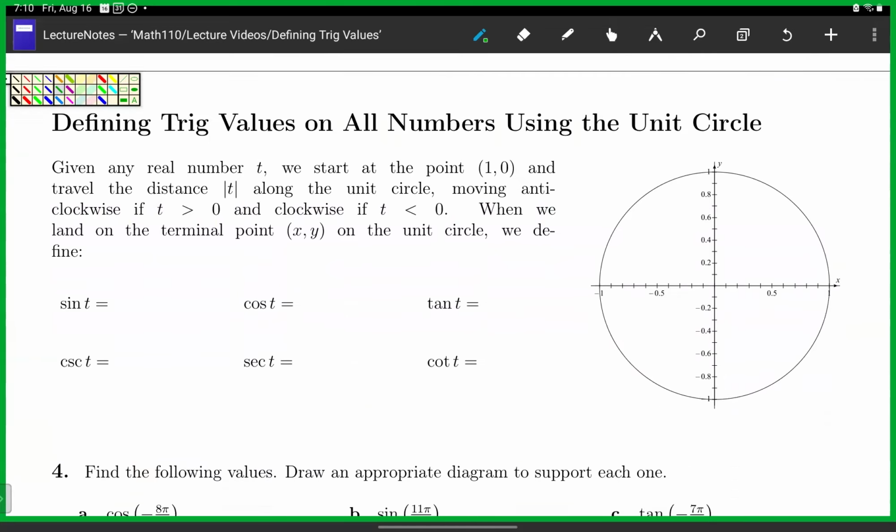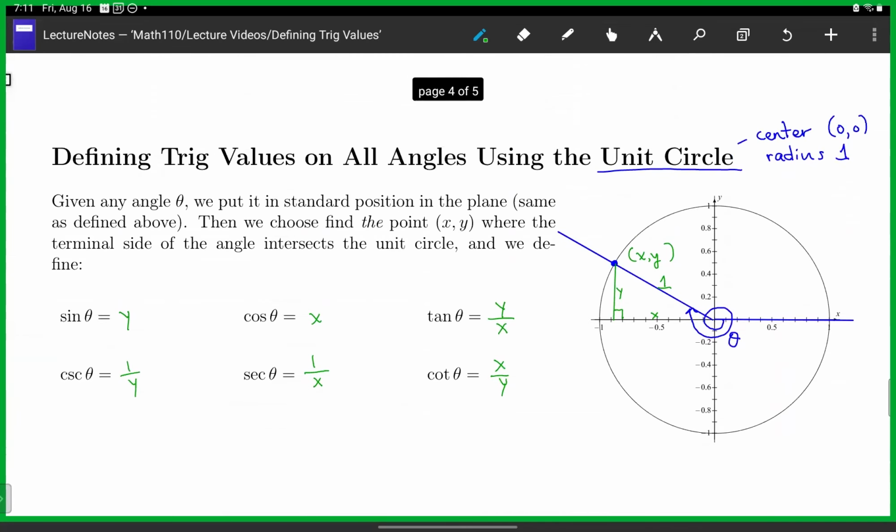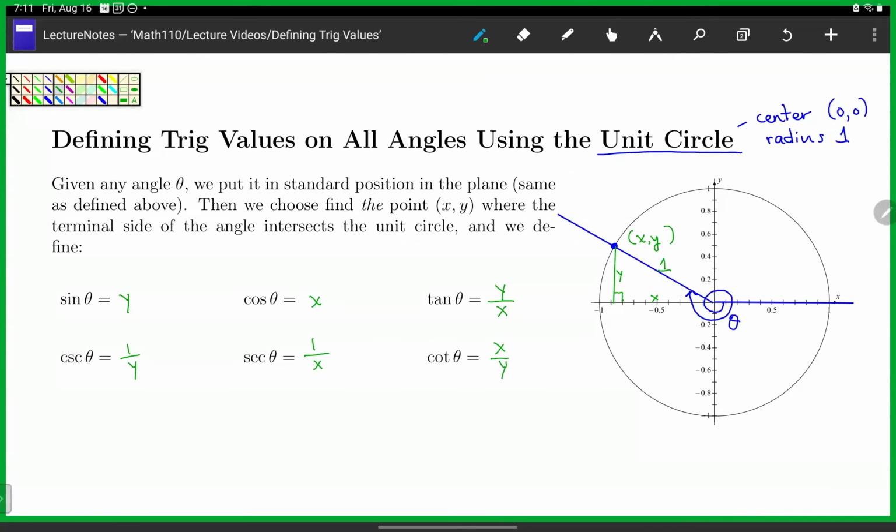The last definition, it's good to know all of these definitions, and it's also good to know that all of these definitions are the same definition. All of these previous ones are talking about defining trig values on all angles, using the coordinate plane, or using a right triangle, or using the unit circle.